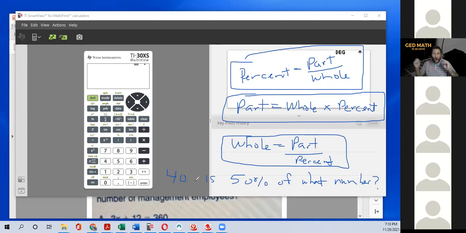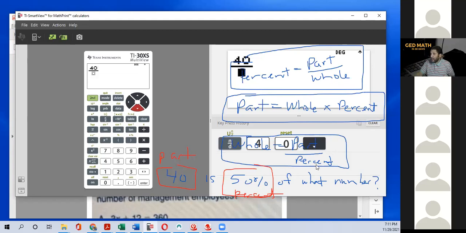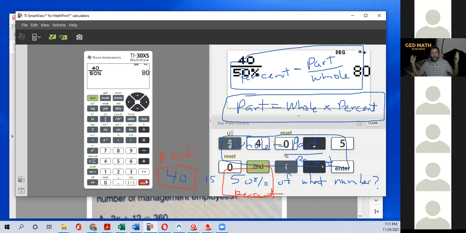What are they giving you? 40 is 50% of some number. Is that the percent, the part, or the whole? So you always identify what's given. So that's the percent. That's easy. Okay, is this the part or the whole? If they're telling you it's 50%, then 40 is not the whole. It's going to be the part. So now you just grab your calculator: whole equals part divided by percent. Your part is 40, divided by your percent, which is 50%. There you go.